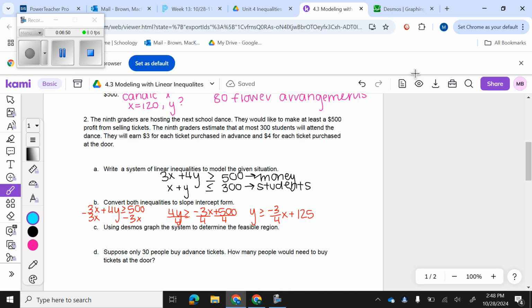Now I'm going to do it for students. I've got x plus y is less than or equal to 300. I want this y by itself, so I'm going to subtract x from both sides. And I'm going to have y is less than or equal to negative x plus 300. All right, so here are my two inequalities, and I'm going to go put those into Desmos.